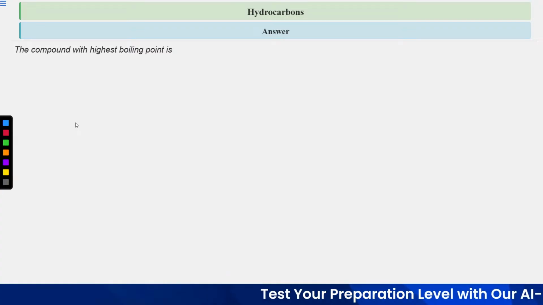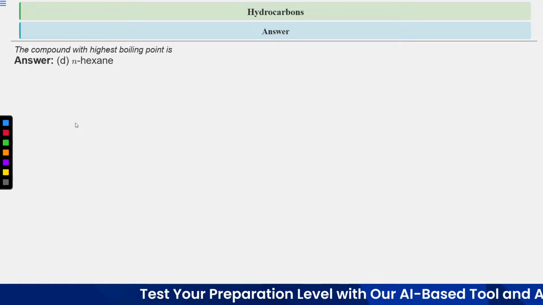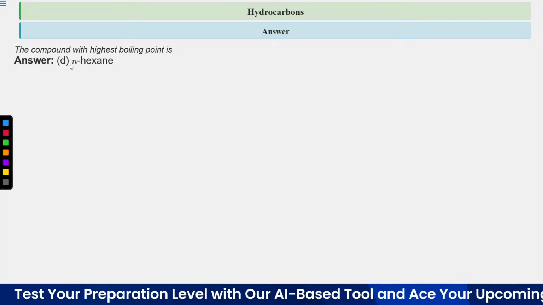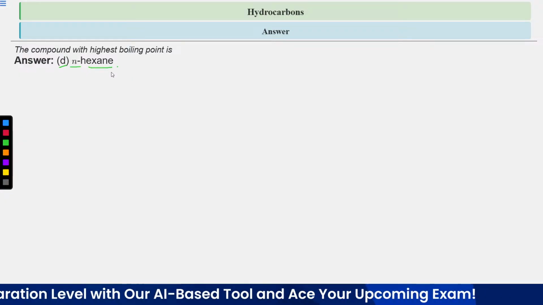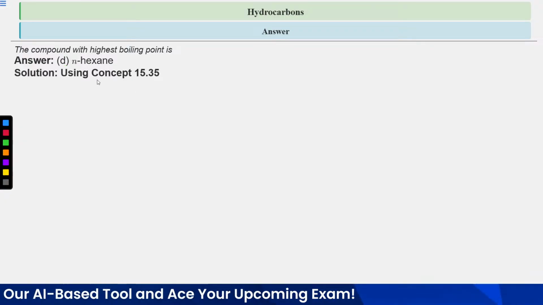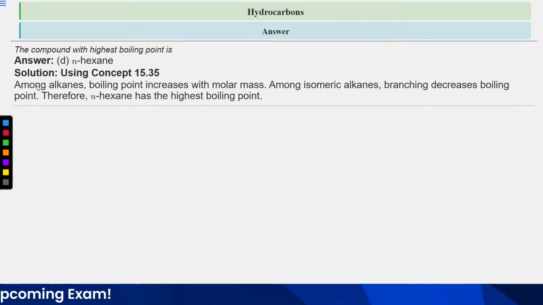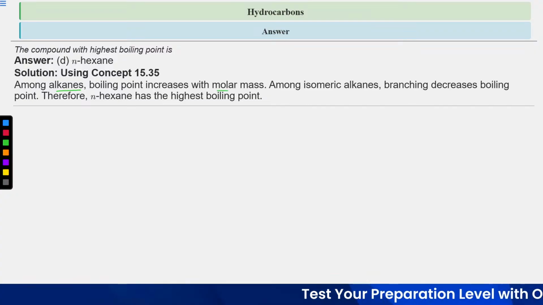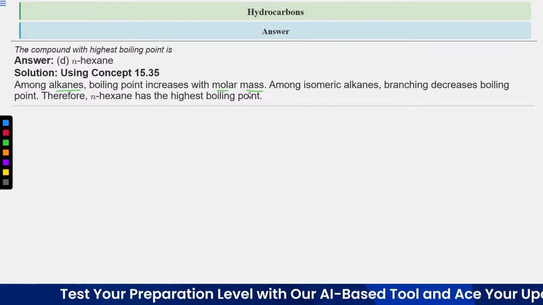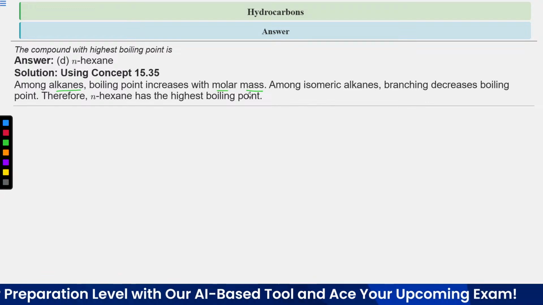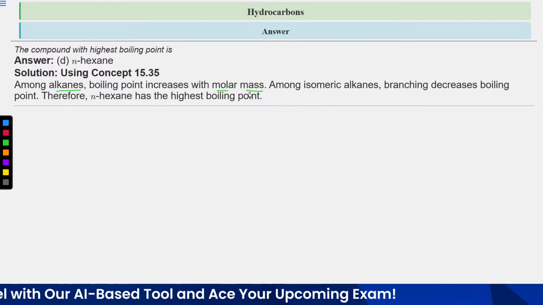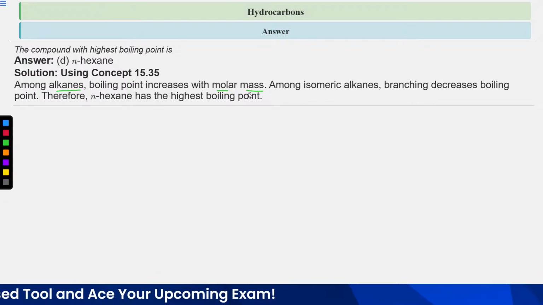So for the given question, the correct answer is option D, that is N-hexane. Using concept 15.35, among the alkanes, boiling point increases with the molar mass. Okay, we just talked about this, that among the alkanes, boiling point depends on the molar masses and the branching. So among the isomeric alkanes, branching decreases the boiling point, right?